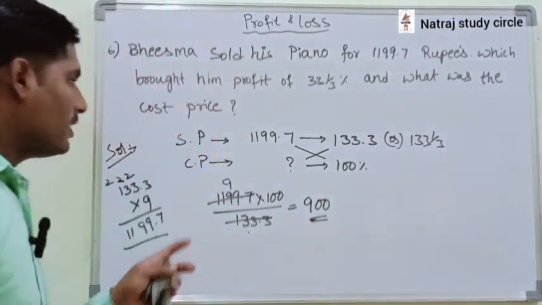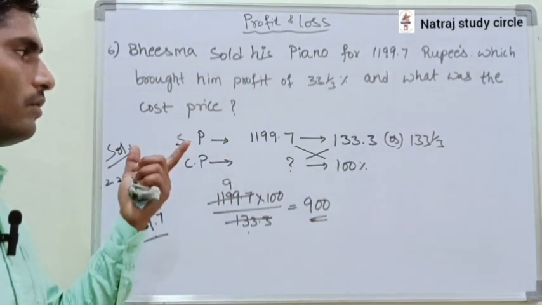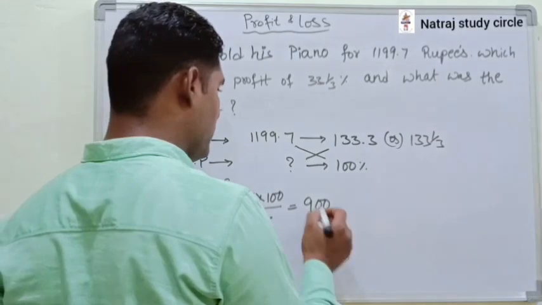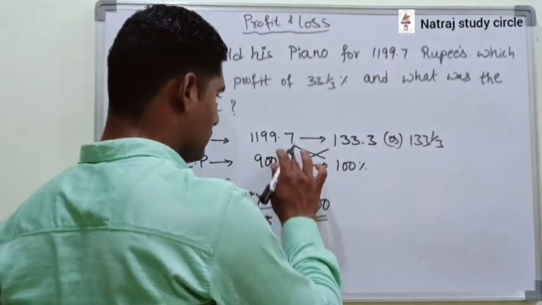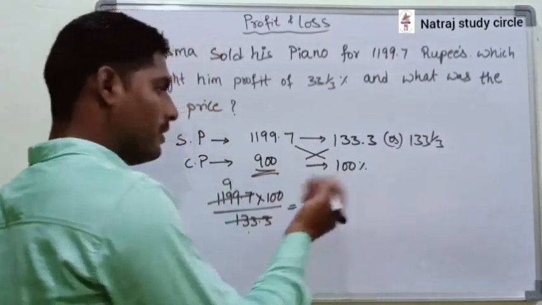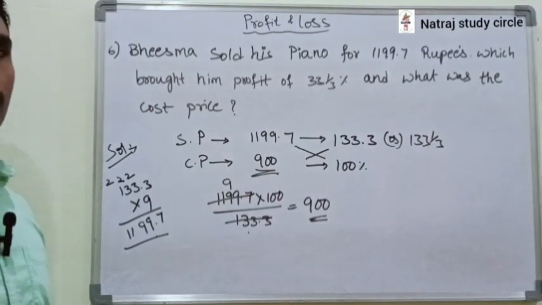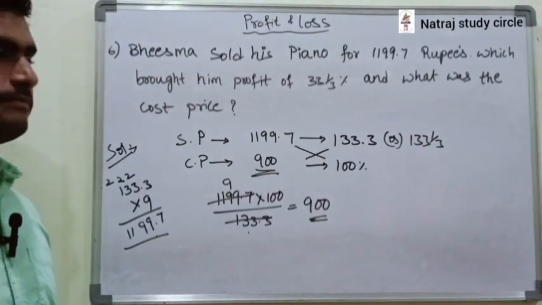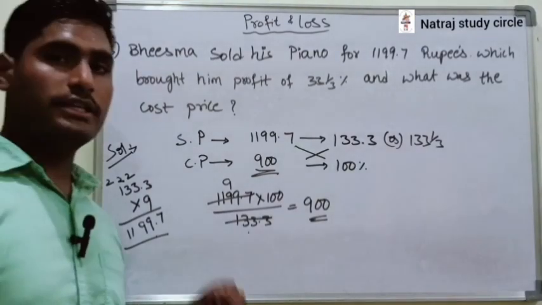So here what is the cost price of the piano? The cost price of the piano is 900. Okay, the cost price of the piano is 900. Okay, clear. So let's go to the next question.